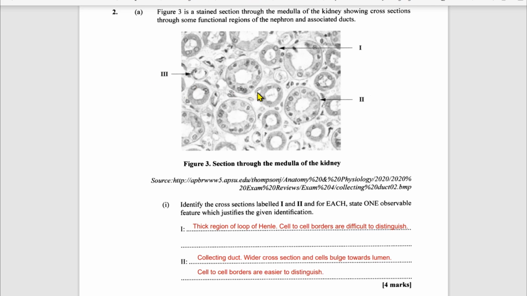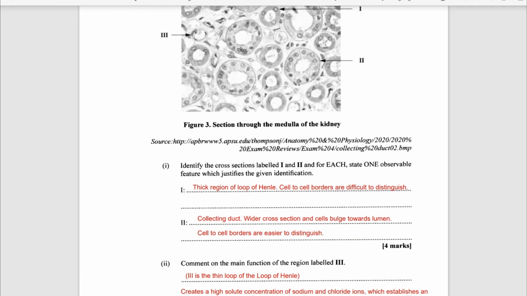So just to tell you what the labels are here, 1 is actually the thick region of the loop of Henle, 2 is a collecting duct, and 3 is the thinner region of the loop of Henle. So they say identify the cross sections for each. As I just said, 1 is the thick region of the loop of Henle. How do you know that from the diagram?